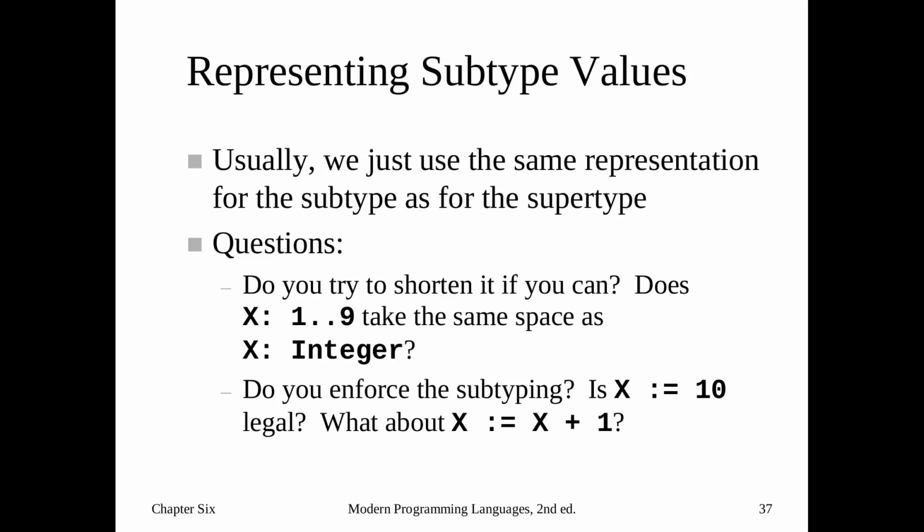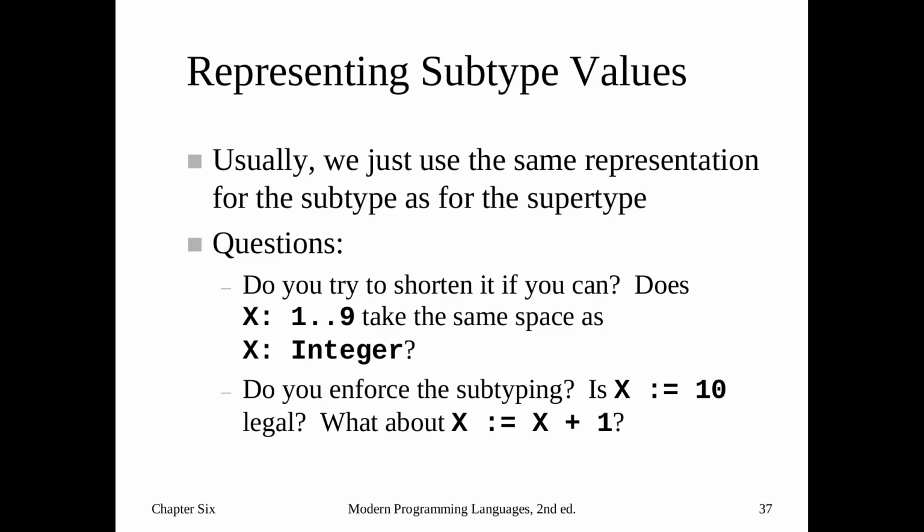That's a good question, and furthermore, do we enforce subtyping? For example, if we have this integer type x and its range is 1 to 9, is it possible to have one that is 10, or would that throw an error? And what about operations on x? Can we do an assignment to x of x plus 1? In other words, what operations are available? These are questions that we always have to ask ourselves.